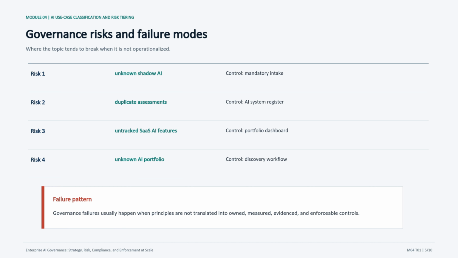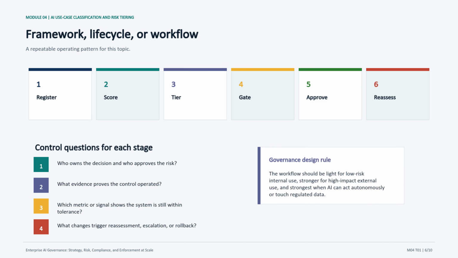A useful classroom prompt is, if this failure happened next quarter, who would notice it? What evidence would prove it? And what decision would the organization make next? The big takeaway is that principles must become owned, measured, evidenced, and enforceable controls. That sets up the workflow on the next slide. This slide gives learners an operating pattern. I would walk left to right through the life cycle.